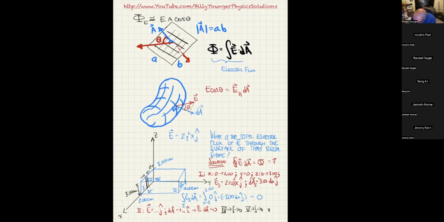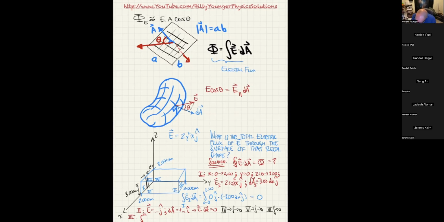And then finally, we get 6. And 6 is going to have an integral that goes to 0 as well, because 6 is going to have a positive k hat, and the E is going to be a j hat. So really all we have left now is surface 3. So I'm going to do the integral over 3 of E dot dA.